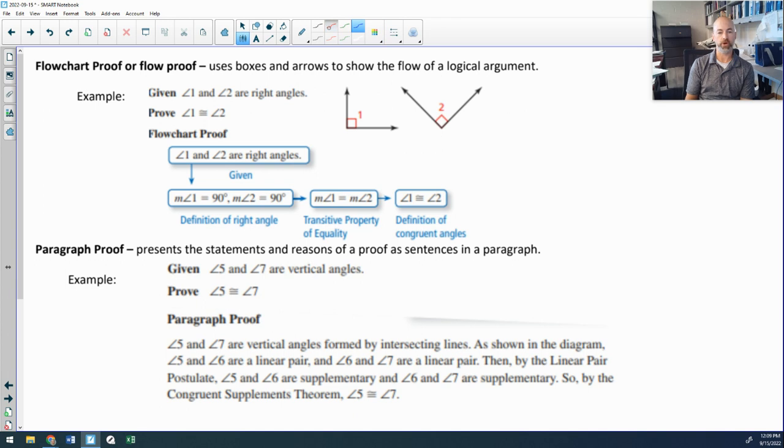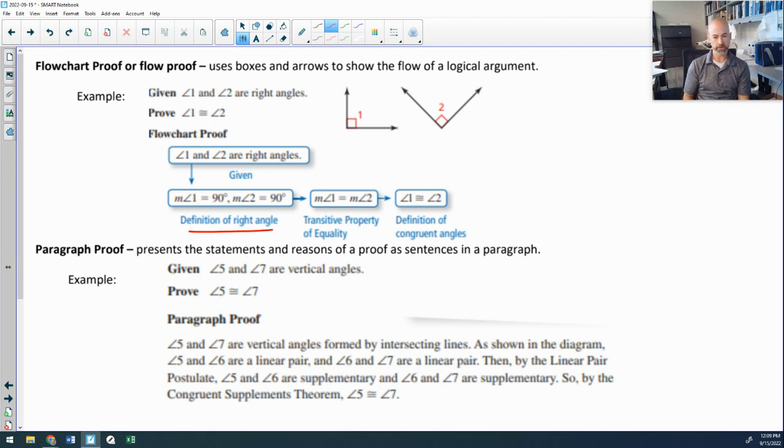And when you're doing a flow chart, you just write the reasons underneath whatever your statement is. So instead of having a left column of statements and a right column of reasons, you just have your statements and reasons together written next to each other with arrows connecting one thought to the next.